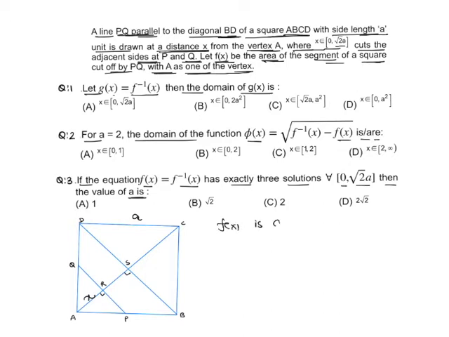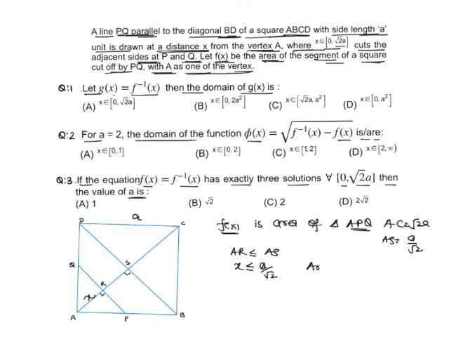the area of triangle APQ. So we have to find f(x). For finding f(x), first, AC length is root 2 a. Then AS is a by root 2. So if AR is less than or equal to AS, we can say x is less than or equal to a by root 2.